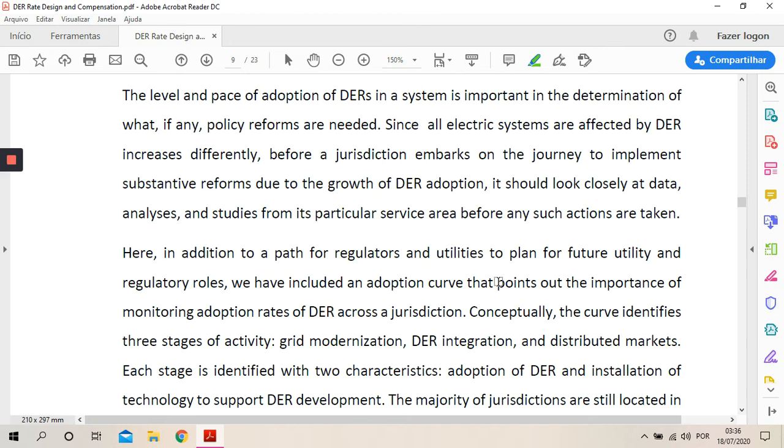before the jurisdiction embarks on the journey to implement substantive reforms due to the growth of the adoption, it should look closely at data, analysis, and studies from its particular service area before any such action is taken.